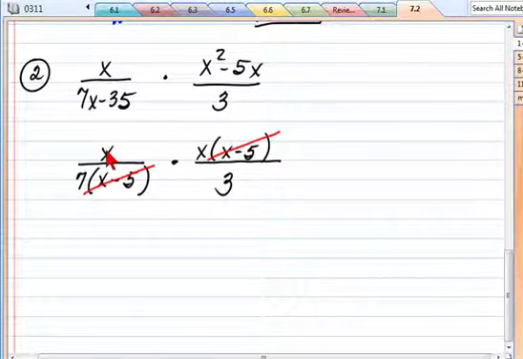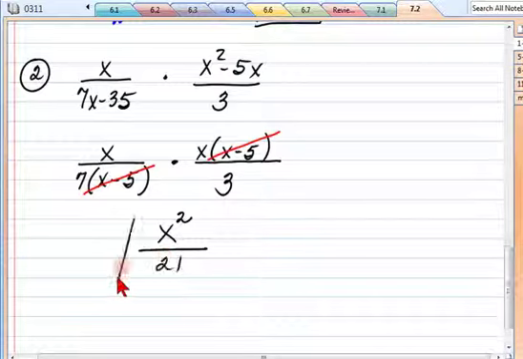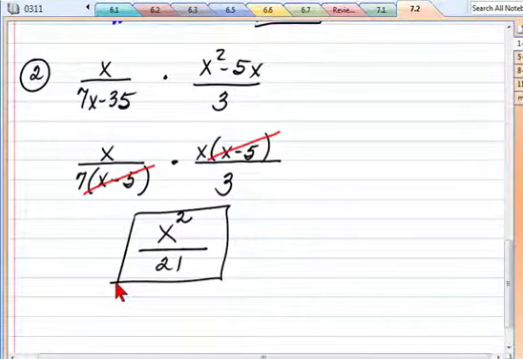Okay, I just wanted to tempt you with that, and I'm always going to do those mean kind of things. You just be firm and tell me no, you can't do that. So what do I have left? On the top, x times x is x squared over 21. That is the product, and it's in lowest terms. It is simplified.